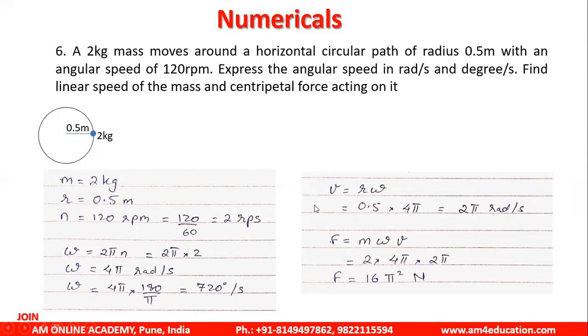Now let us see force. M is already given in the problem, and we have already calculated omega and V. Out of the given expressions, this is the most suitable one for this problem, because we have M, we have omega, we have V. So we substitute all these values, and the centripetal force acting on that particle is 16 pi square Newton. In this way, we have tried to calculate problems based on this topic, and we have tried almost all the topics I have covered.